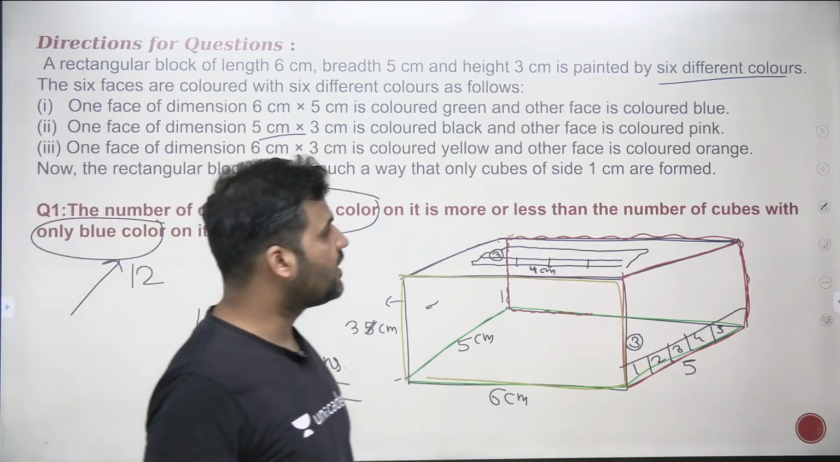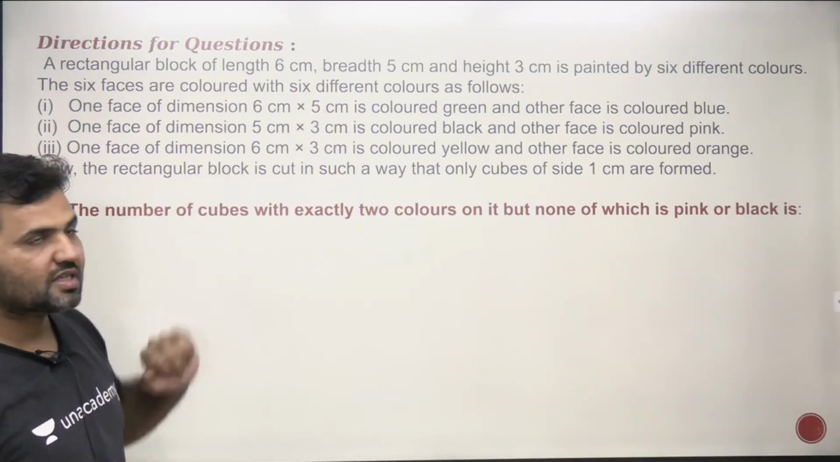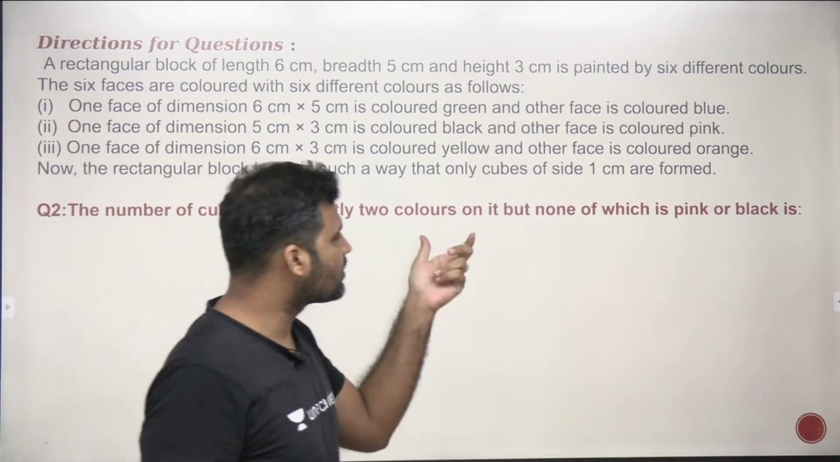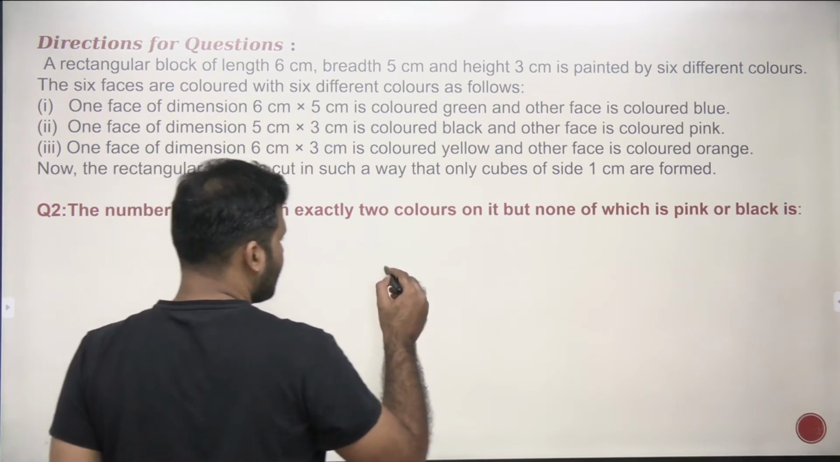And there's one more question, right? There are 2 more questions that we'll be discussing from this set. There's a second question. Instructions are same. I'm supposed to answer the number of cubes with exactly 2 colors on it, but none of which is pink or black. Okay, so let's make the cube first.